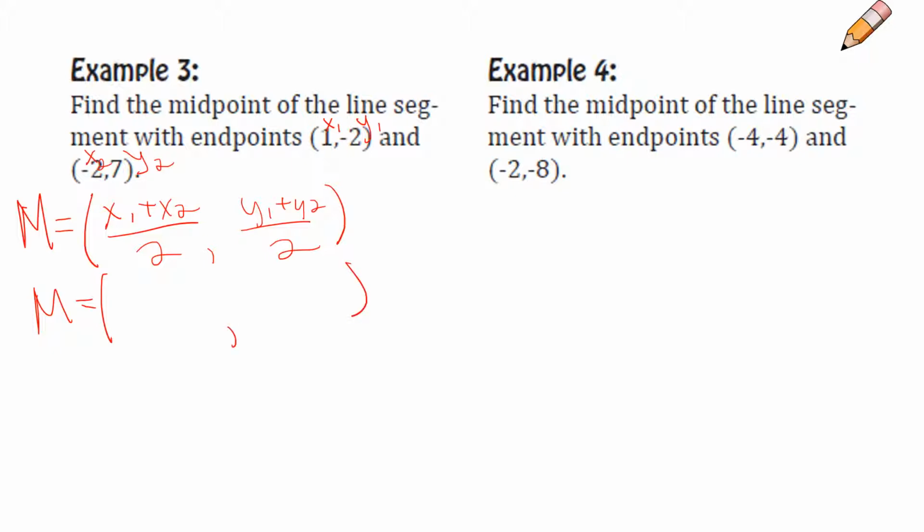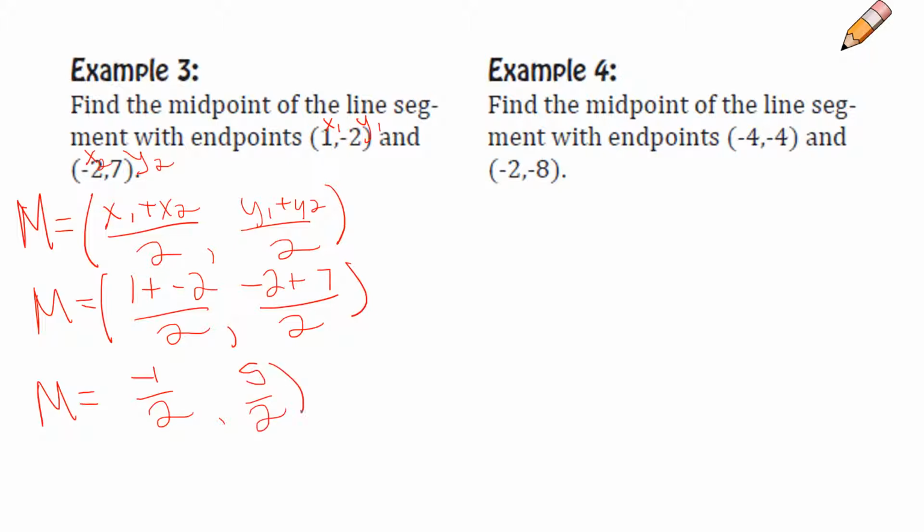So now we're just plugging in those values appropriately. We have x1 is 1 plus x2 is -2, all divided by 2. y1 is -2 plus 7, which is y2, all over 2. Now we just simplify. We have 1 plus -2 for a -1 over 2, and -2 plus 7 gives us 5 over 2. So our ordered pair, or our midpoint for example 3, is (-1/2, 5/2).